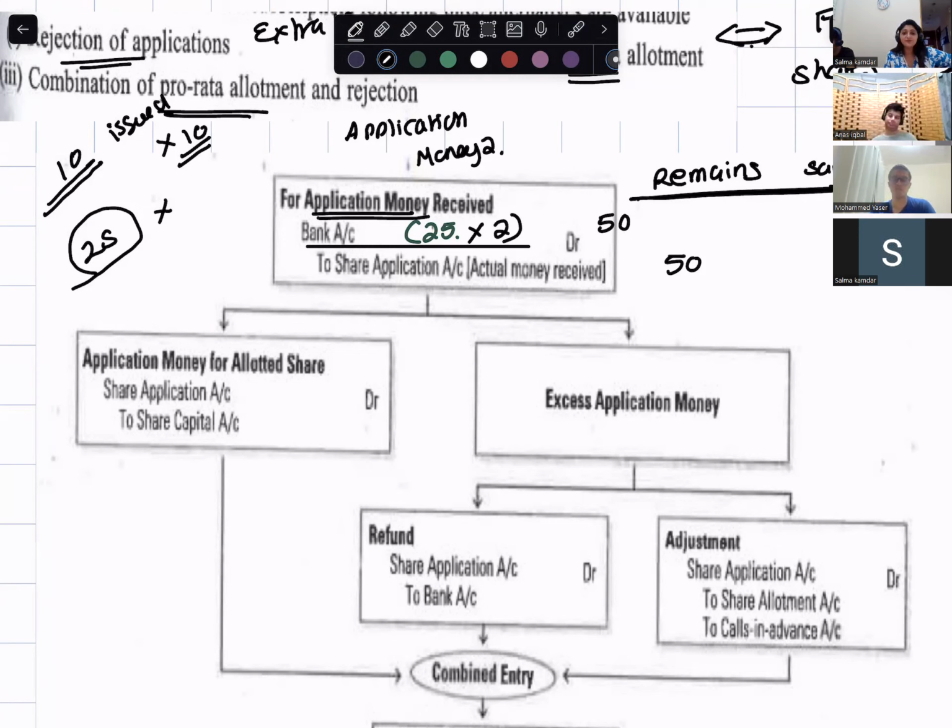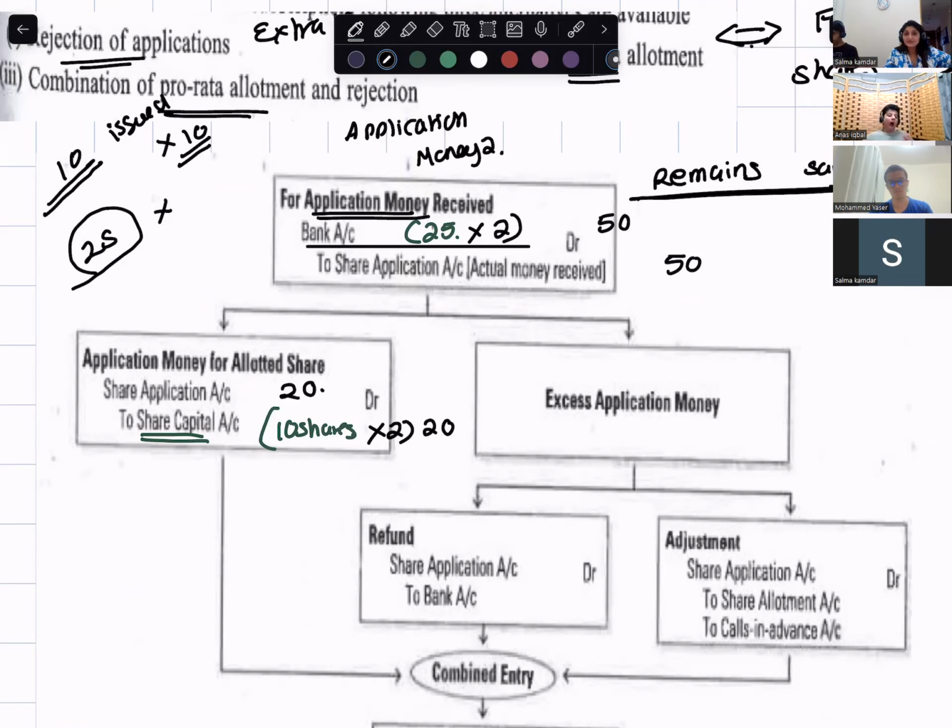But I cannot give 25 shares, can I? No. How many shares can I give? I can give only 10 shares. So in the share capital, 10 shares into 2, you will have 20 in share capital, and in share application you will have 20.